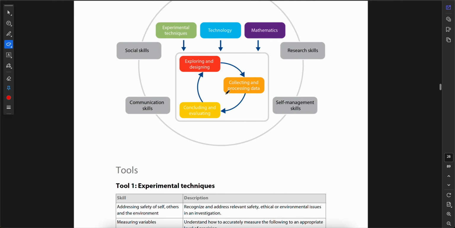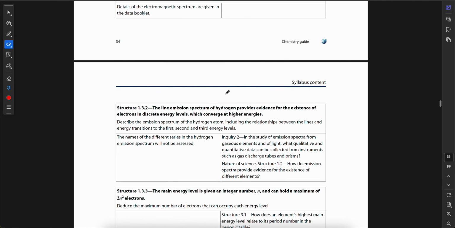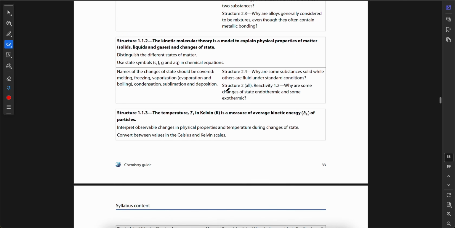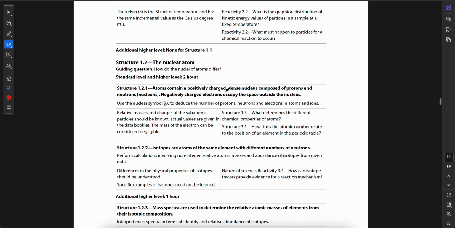So let me just show you the subtopics and explain more simply. This one is a content statement, okay? This is what students are expected to learn in the subtopic, from Structure 1.1. So this is the expectation for you to learn.